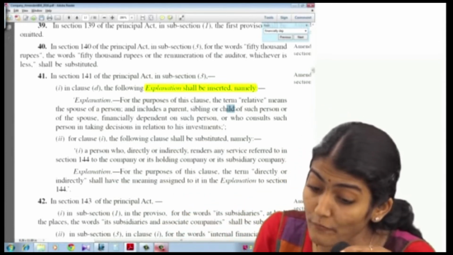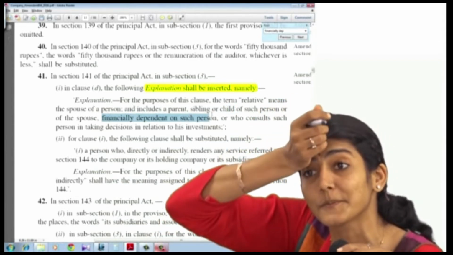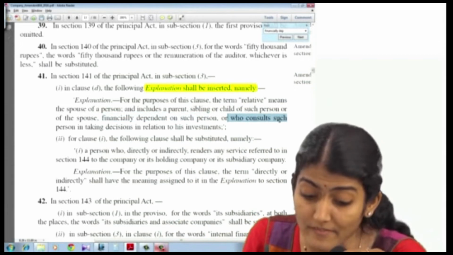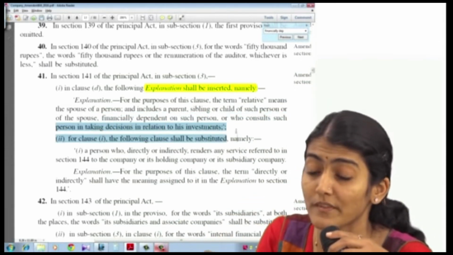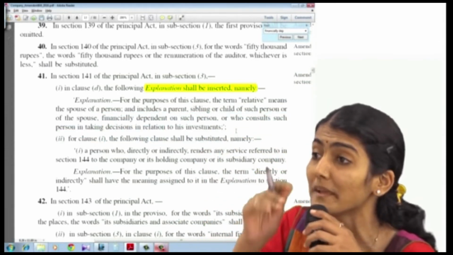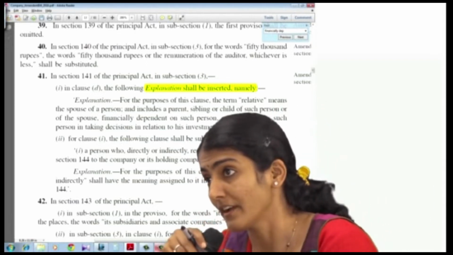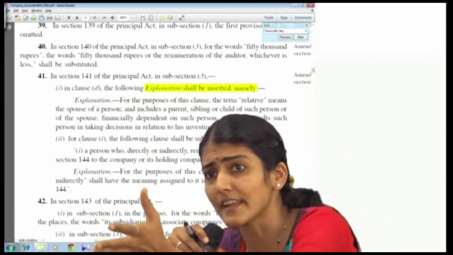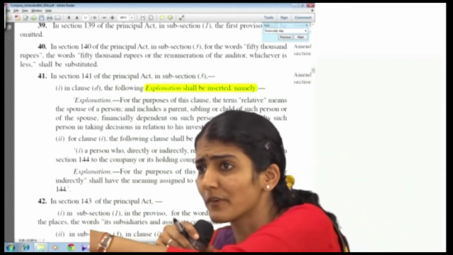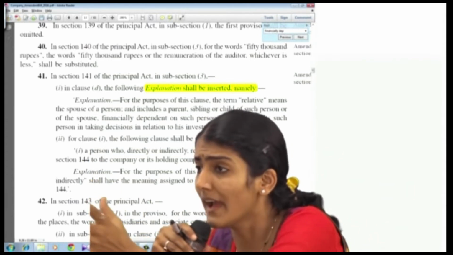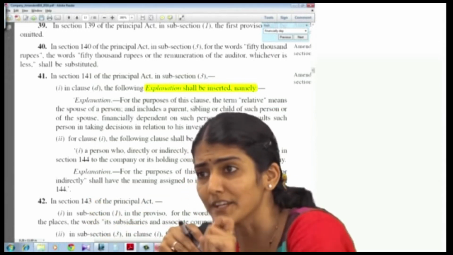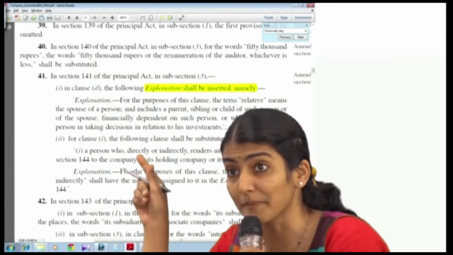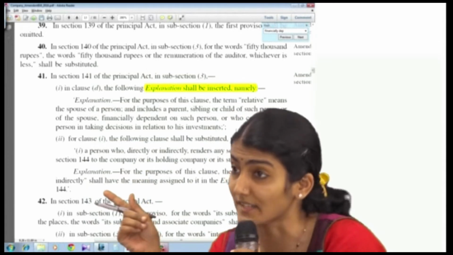And what does it say? Financially dependent on such person or who consults such person in taking decisions in relation to his investments. What they are going to do? They are going to make a case study in the exam. You know, say the spouse's sister or somebody is taking consultancy from this person for his investment decisions or so, and that is why is the disqualification attracted. So you have to write yes, as per the Companies Amendment Bill 2016.